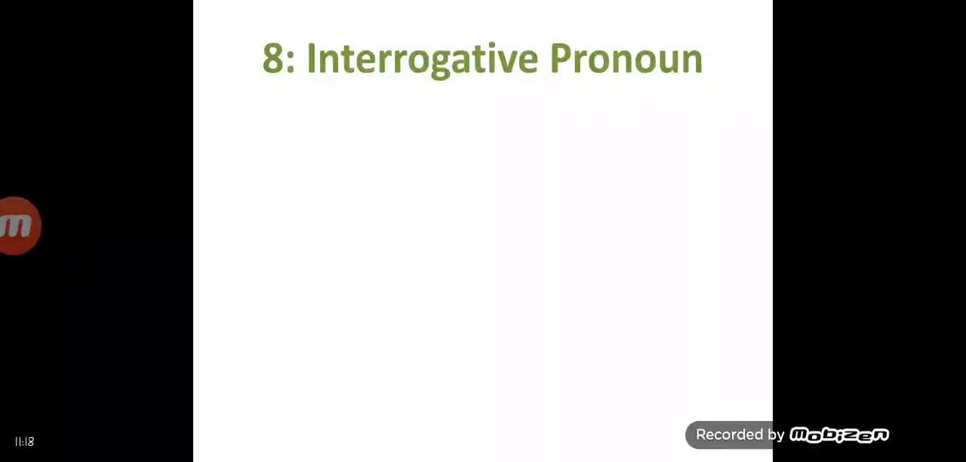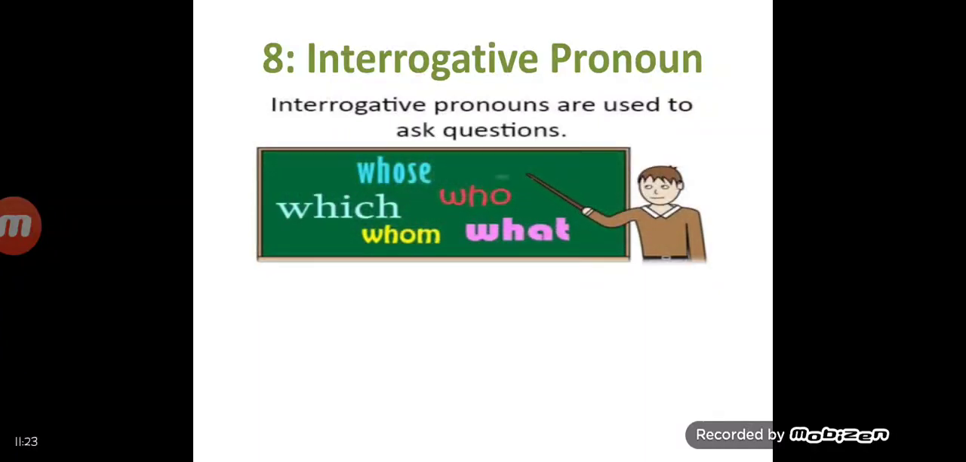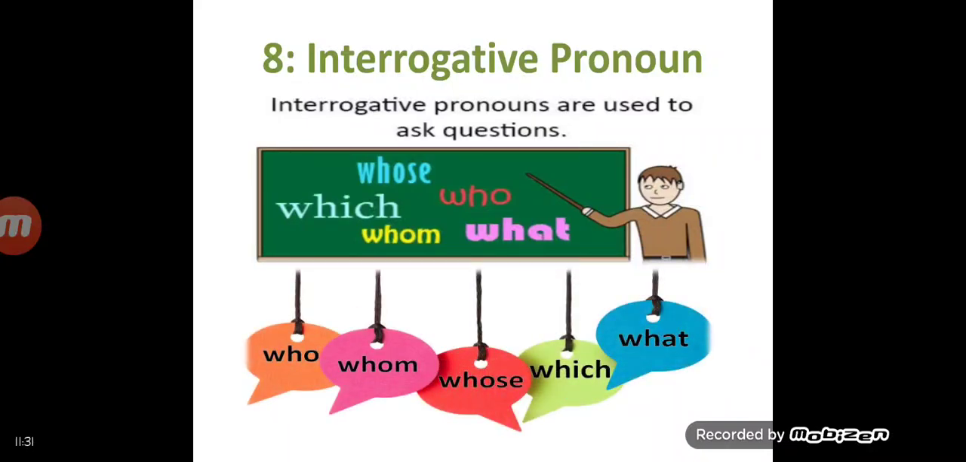The eighth one is the last one, interrogative pronoun. Interrogative pronouns are basically used to ask questions, like whose, whom, who, what. These all are the examples. For example, in a sentence we can say: what do you do in your spare time? Of these two bags, which is yours? Who told you to throw these away?